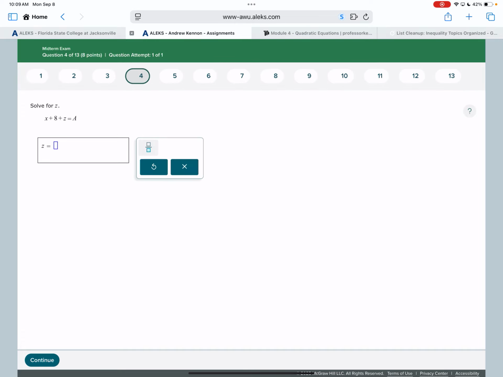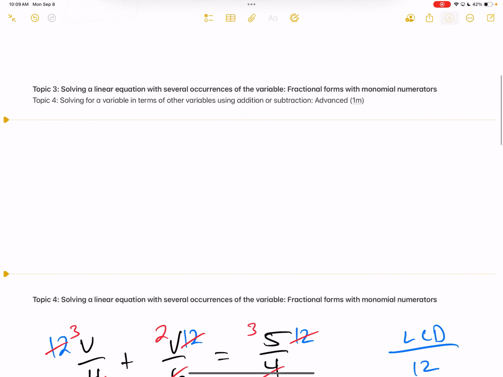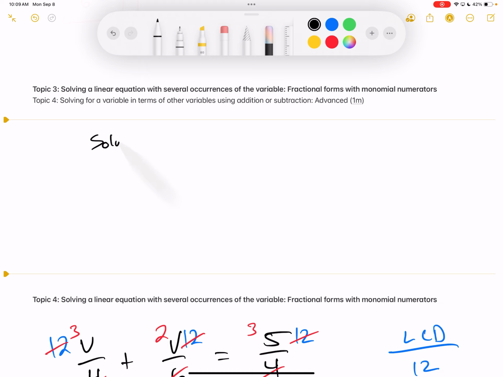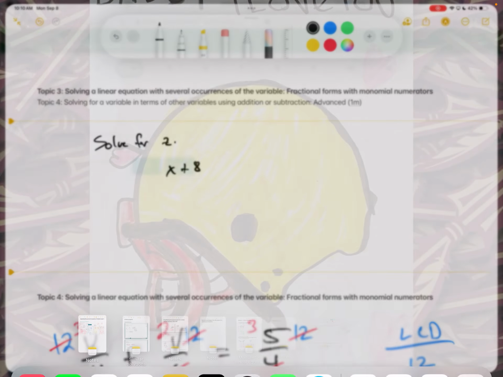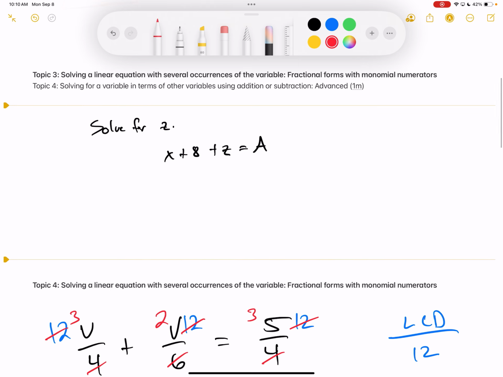Number 4, solve for z: x plus 8 plus z equals a, which looks hard, but it's really not, trust me. To do this one, we're trying to get z by itself. So we are going to subtract x and subtract 8 from both sides. I'm going to do 2 steps at once here, but I want to get rid of the x and the 8 because they're bugging the z. So I get z equals a minus x minus 8. And that is my answer.